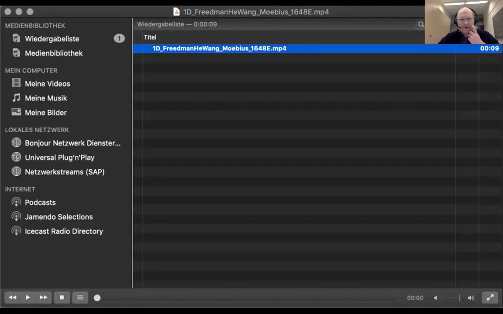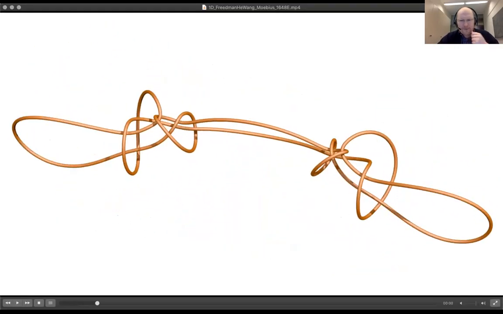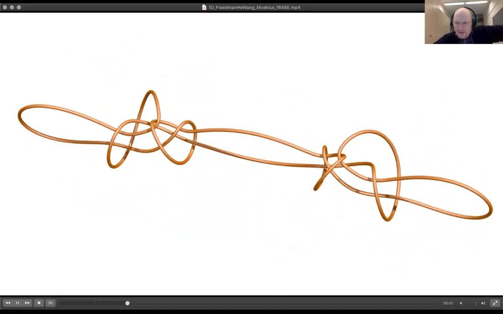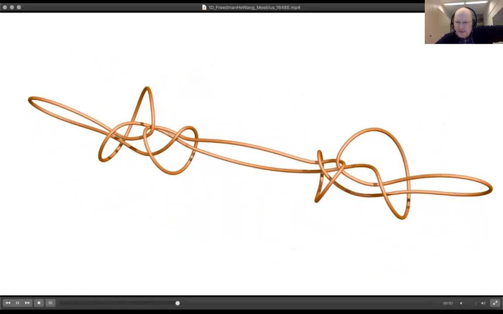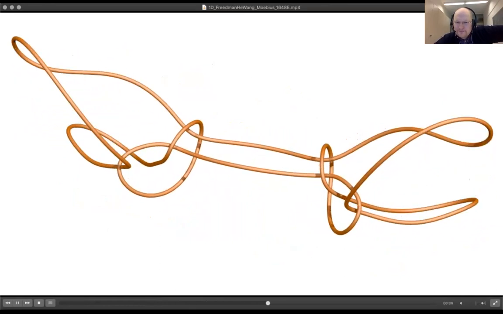So, and now you also see, I run it again. So now this is almost the configuration that I showed you before. It was just, the image was just one half of the curve. And now you see how crucial it is that the curve is allowed to move at the ends here where it's free, because we have to pull it through this other loop.